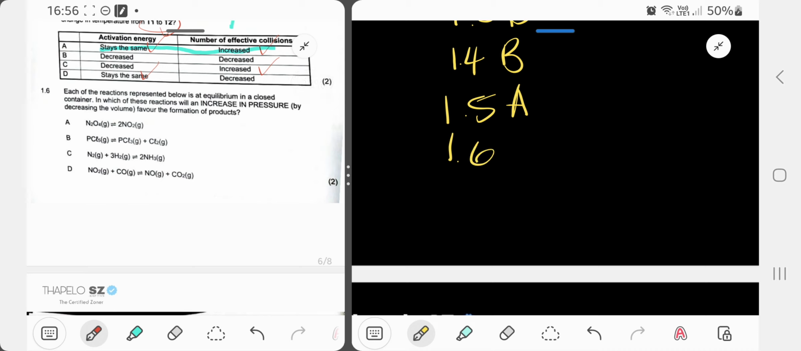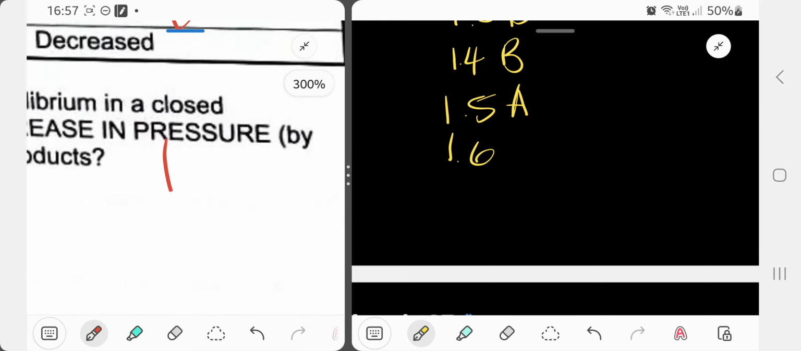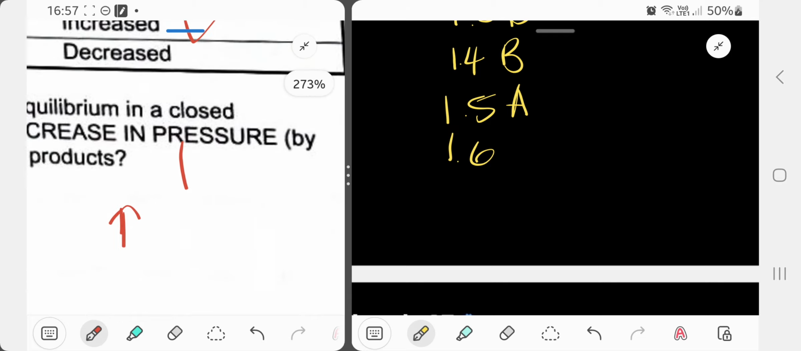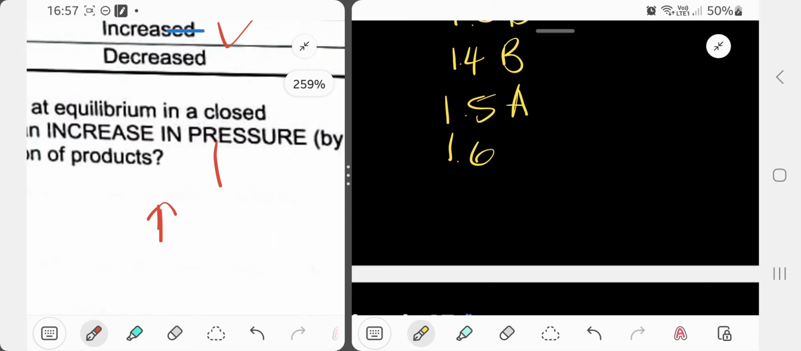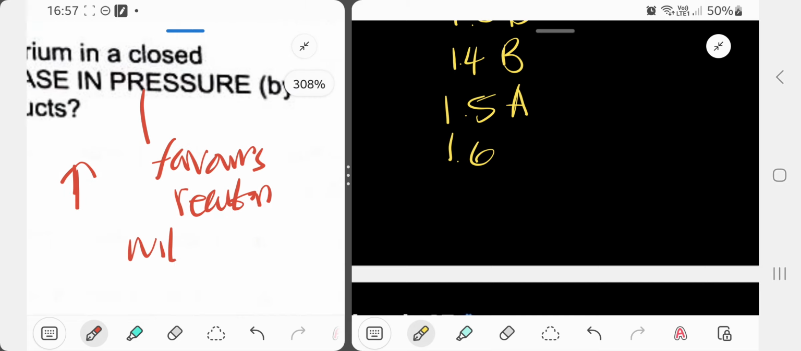1.6 says each of the reactions represented below is at equilibrium in a closed container. Which of these reactions will an increase in pressure favor the formation of products? But before we even look at those, let's understand something. An increase in pressure, this is Le Chatelier's principle, one of my proofs. It says an increase in pressure favors the reaction with fewer number of moles.